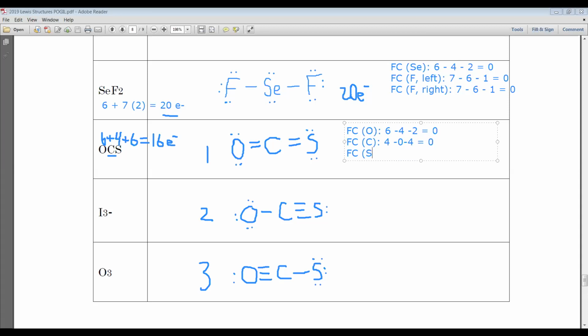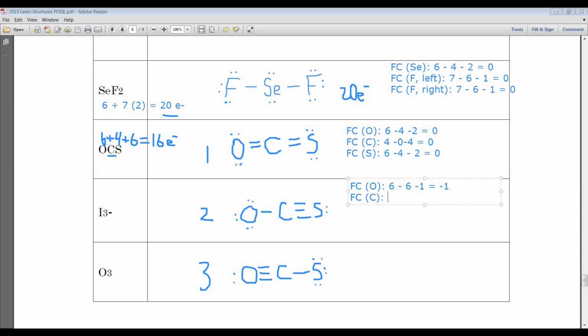Formal charge on sulfur, 6 valence electrons minus 4 dots minus 2 bonds, 0 there as well. So all 3 of the atoms in this structure have a 0 formal charge. That's the way that we tell them apart, because that's not going to be the case for all of these. If I follow the same line of logic and reasoning on here, for oxygen, I would have had 6 minus 6 dots and 1 bond for a -1 charge.